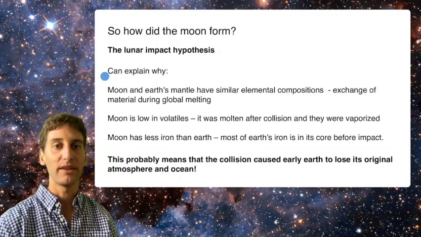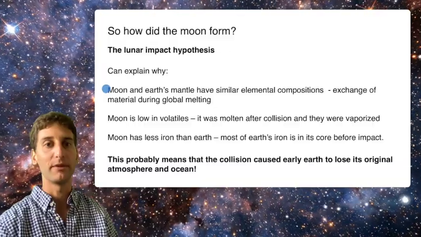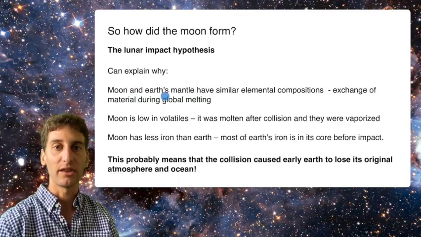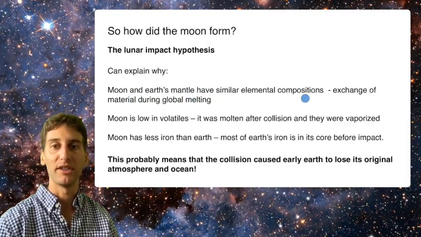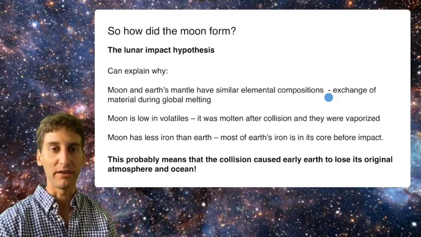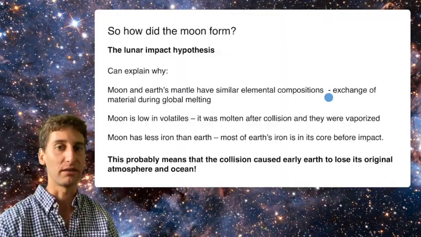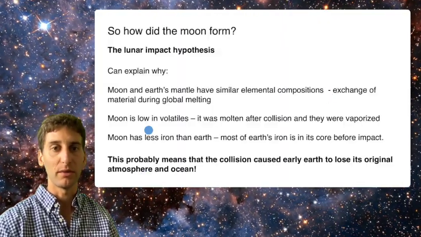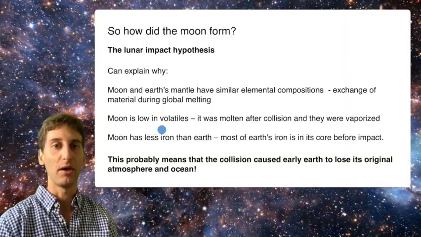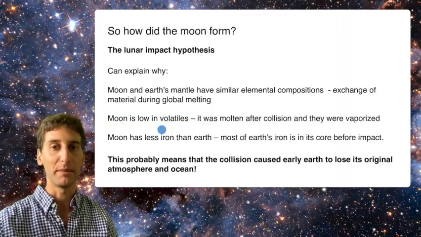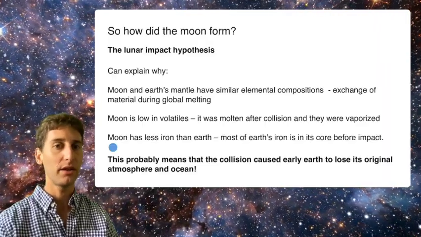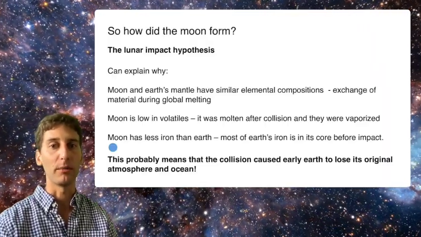One of the reasons why it's favored is it can explain a lot of the geochemical observations between rocks on Earth versus rocks on the moon. So for instance, the Earth and the moon have similar elemental compositions, and this is facilitated by this exchange of material after the proto-moon basically was vaporized during collision. But it also explains why the moon is low in volatiles, as signaled by potassium. Right? It's so hot in that original phase that all the potassium vaporized and was lost to space. This also can explain why the moon has less iron than Earth, if Earth's iron core formed just before impact.